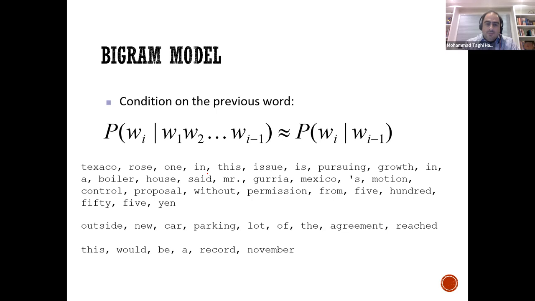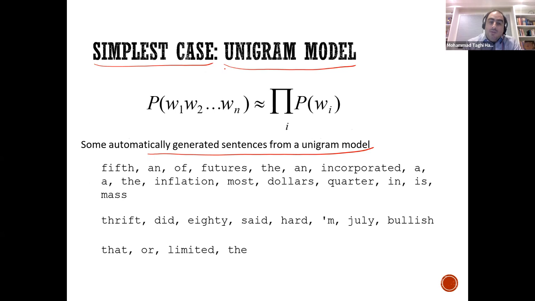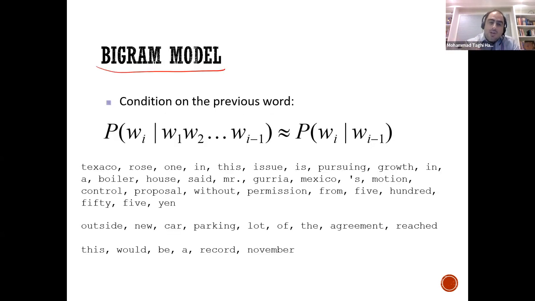Another one is called the bigram model. This one was the unigram model, which makes everything independent. The bigram model is conditioned on the previous word. Why do we call it bigram? Because we say the probability of WI conditioned on W1, W2 to WI-1 is almost equal to the probability of WI based on just the preceding word. I don't care about the others. The probability is almost equal to the probability of WI conditioned on WI-1.